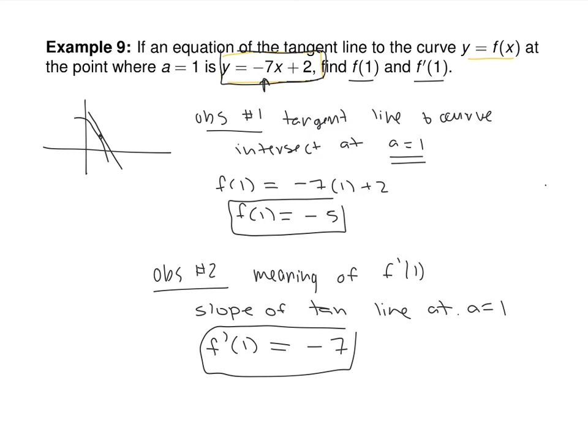You see what I'm saying? The plus 2 came from knowing a specific point, which you don't know. But the thing is, f prime of 1 is asking what is the slope of the tangent line. Well, that's your tangent line. The slope is negative 7. Okay, awesome.